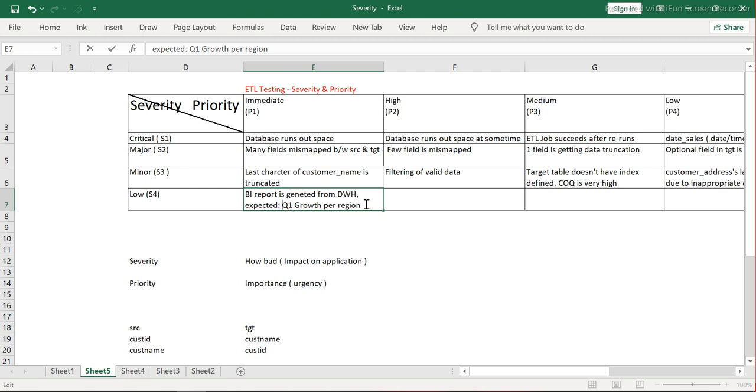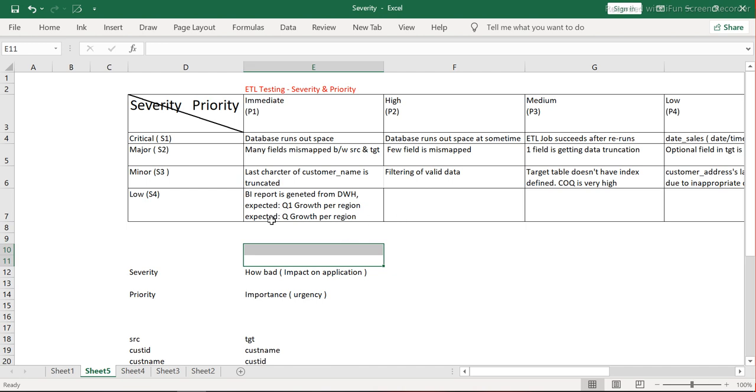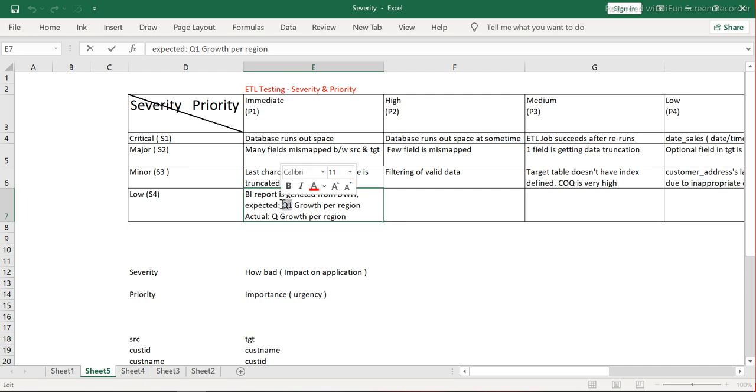Now what is happening is, when I am doing the testing, I'm finding that the report name is coming out wrong. Because it is not saying Q1, it only says Q growth per region. So every time, this is the actual. Whenever I am seeing it, it is not representing the quarter. It only says Q growth per region. So this is something really wrong. Correct? So okay guys, it needs immediate attention.